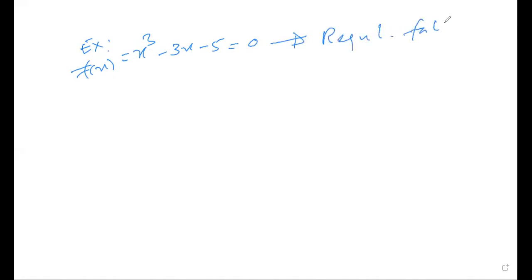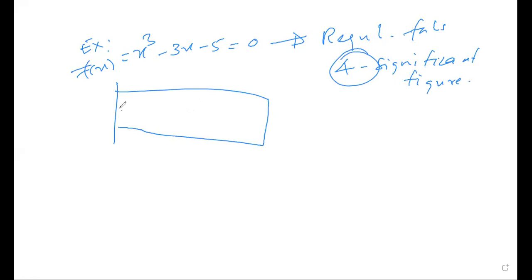Okay, so our example question is x cube minus 3x minus 5, which is equal to 0. This is our f of x. So to solve using, what is the question? Using the regular falsi method, correct to four significant figures, isn't it? Is that our question? Yes. So we know what four significant figures are, isn't it? So first of all, we have to choose our interval. They didn't give us one, so we have to do it.